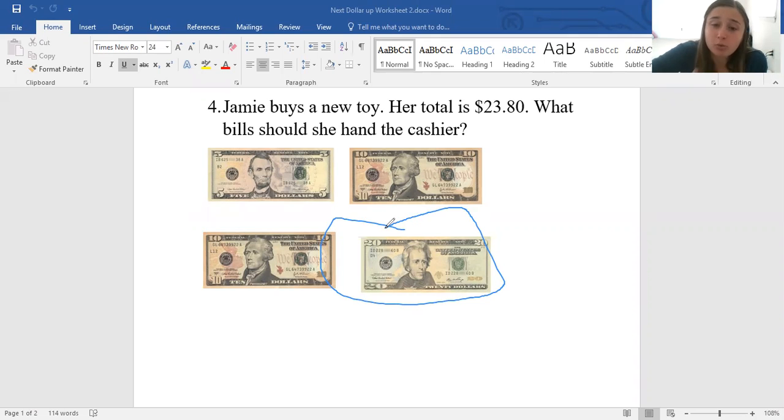Now, there's no wrong answer right now. You could use another 10. You could use either one of these 10s. However, the best option would be to use this 5, because then you have the least amount of change coming back to you, and you'll still have those $10 bills available. So in order to cover Jamie's purchase of her new toy, which was $23.80, she handed the cashier a 20 and a 5. So she gave them $25, so she'll get $1.20 back in change, and that is okay.